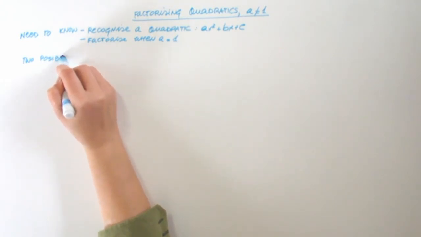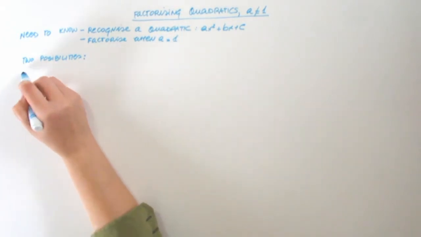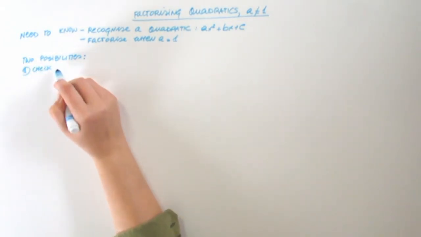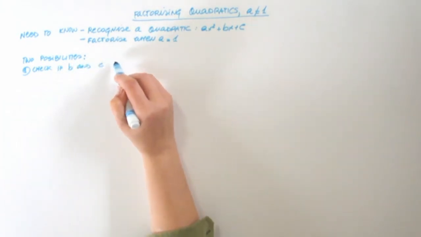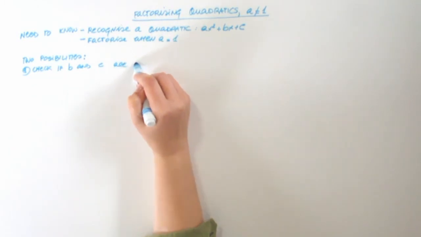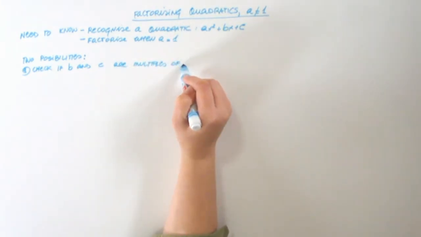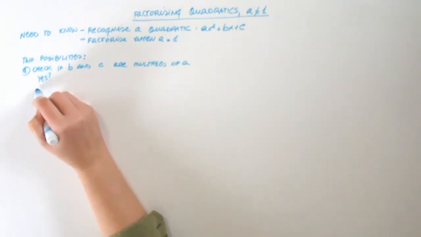Now for the how-to step-by-step. There are two possibilities you need to consider. So first, check if b and c are multiples of a, and for that I need to know my multiples, my timetables. That leaves you with two options, and depending on the answer, you will do one thing or the other.